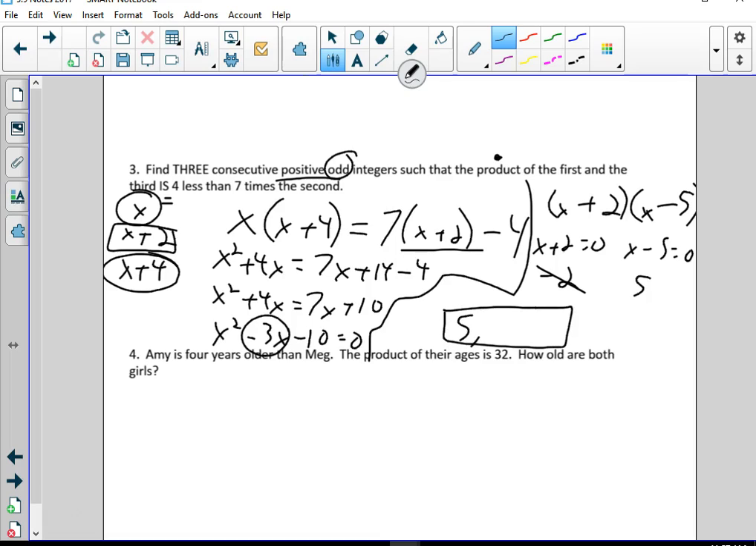What's the next odd number after that? 7 and 9. Those are my 3 numbers. And you can check it. 9 times 5, the first times the third, is 45. Okay? Then 7 times 7, 49, minus 4 is 45. It checks out. The answer is correct.